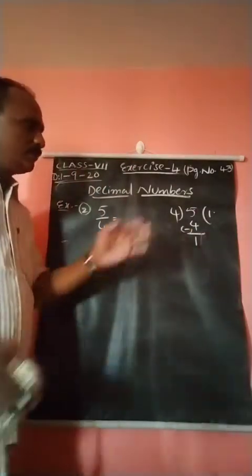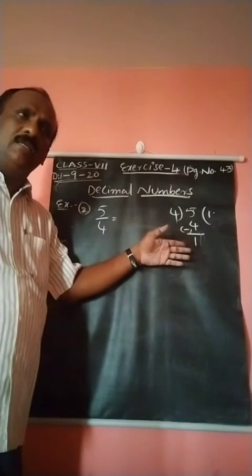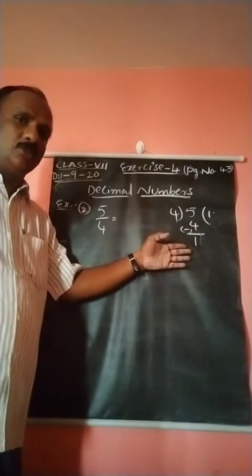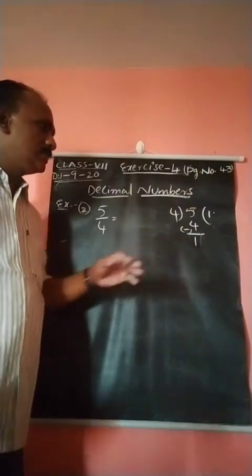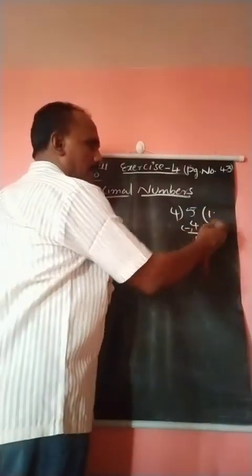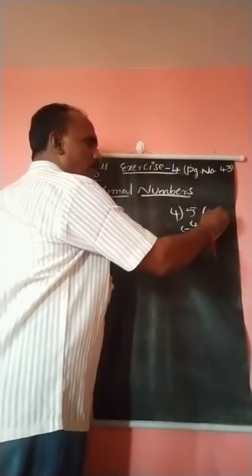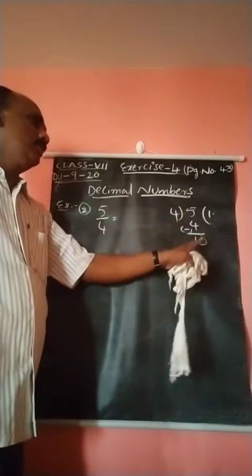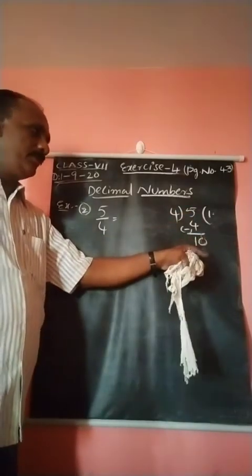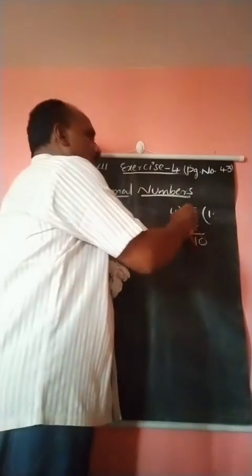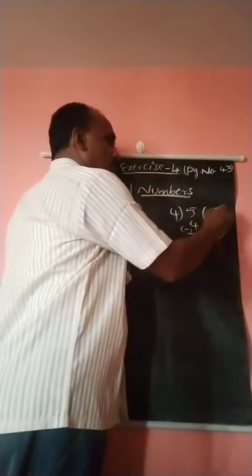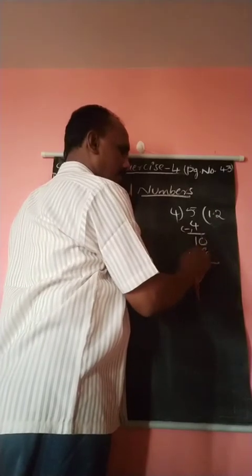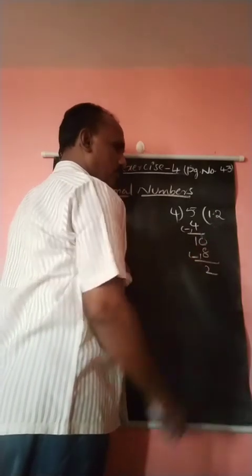You can learn this process in your earlier classes, in 5th or 6th standard. Okay, I can revise once again. I keep a point in the quotient, and bring down one 0 here. 10. How many times does 4 go into 10? 4 2's are 8, and 10 minus 8 is 2.